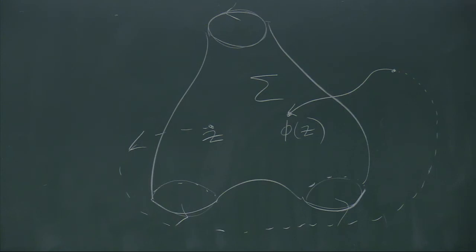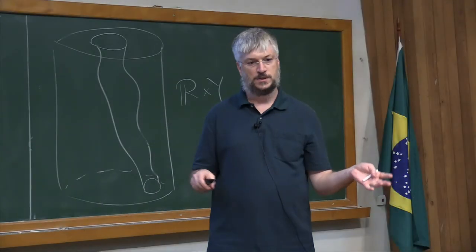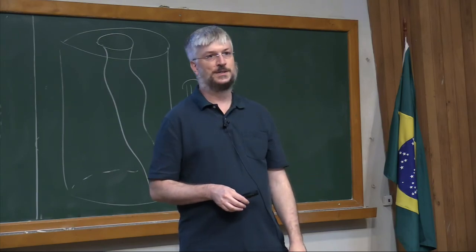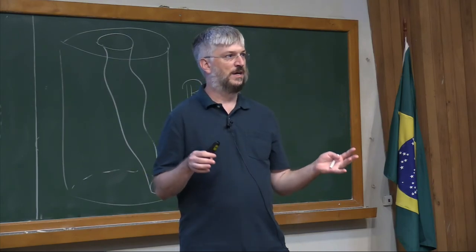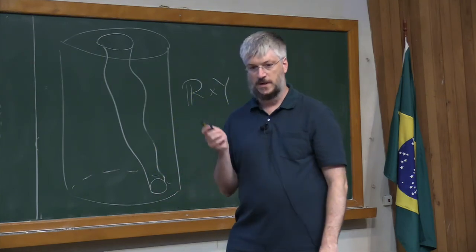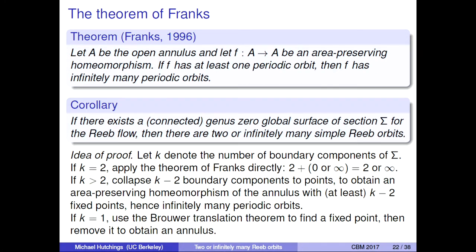So that reduces the problem of understanding the dynamics of this three-dimensional vector field to understanding the dynamics of a map on a two-dimensional surface. That's still difficult, but it's less difficult than it was before. And in particular, there's an important theorem of Franks, which one can use. The theorem of Franks says that if I have an area preserving homeomorphism from an open annulus to itself, then either it has no periodic orbits or it has infinitely many.